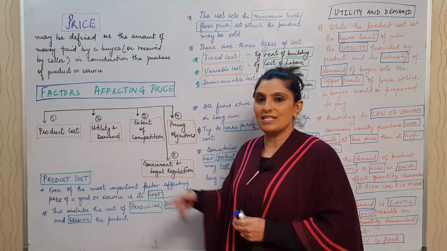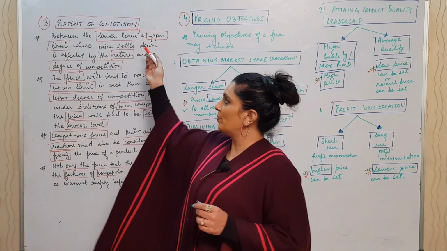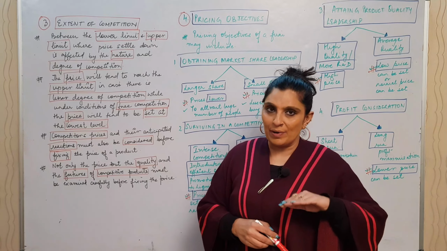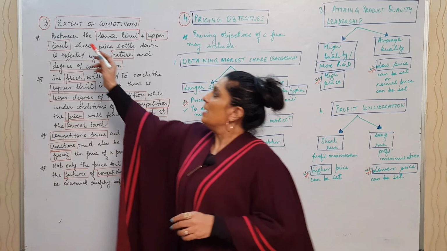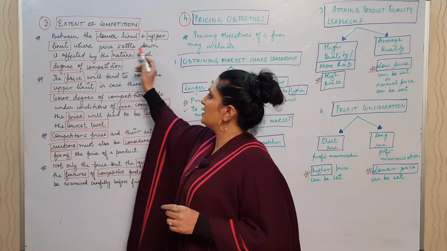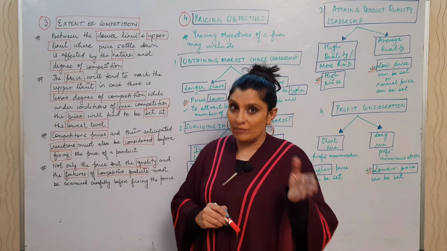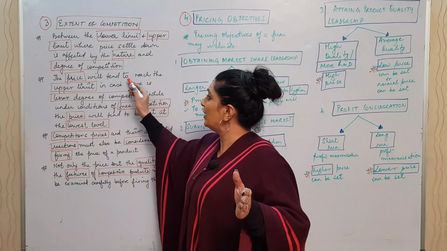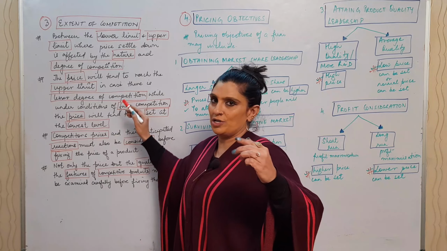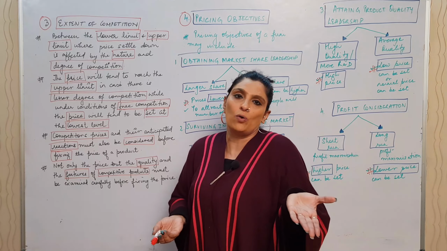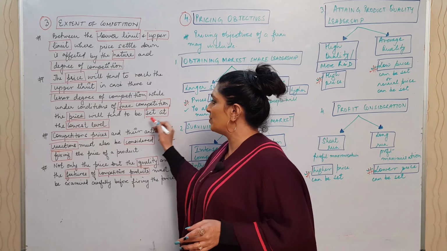Next we go on to the extent of competition. As promised, we're talking about the extent of competition while setting the lower and upper limit. So we have to keep the nature and degree of competition in mind. Between the lower limit and upper limit, where prices settle down is affected by the nature and degree of competition. Why? Because price will tend to reach the upper limit if there is a lesser degree of competition. You don't have much competition, you fix your own price. While under conditions of free competition, price will tend to be set at a lower level.